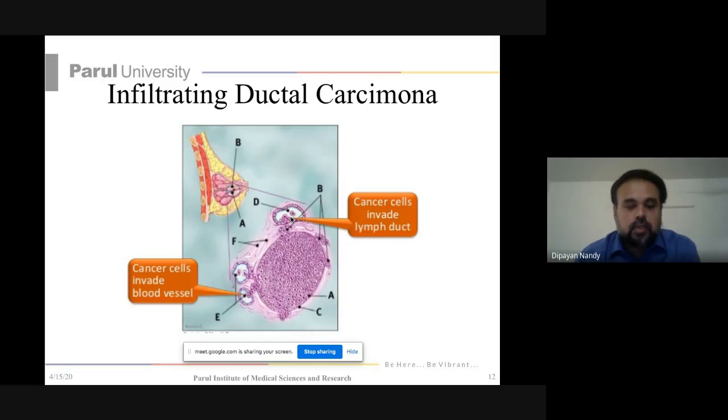As we discussed previously, the axillary lymph nodes may be affected by breast carcinoma. Similarly, if it involves any of the blood vessels, it can metastasize through the blood. The most commonly affected organs by metastasis from the breast are the liver, lungs, bones, and the brain. So that is the mode of spread through the blood vessels to distant organs, and through the lymphatics to the lymph nodes.